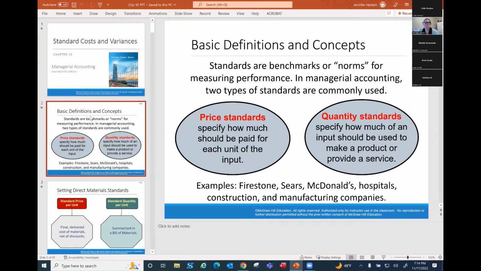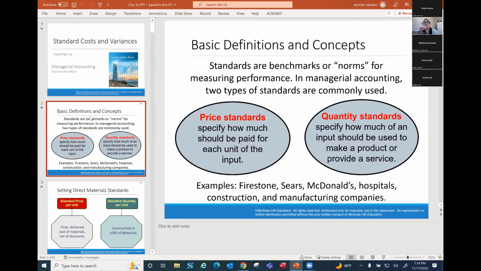Okay, so we have standards, which are benchmarks or the norm for measuring performance. In managerial accounting, 2 types of standards are commonly used. So we have our price standards and we have our quantity standards. So the price standard is to specify how much would be paid for each unit of input. Okay, so that's what we're expecting that we would pay. And then the quantity standards is how much we're looking to have for each unit of product and possibly each unit of service.